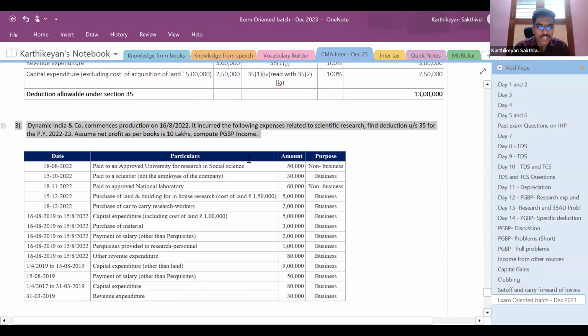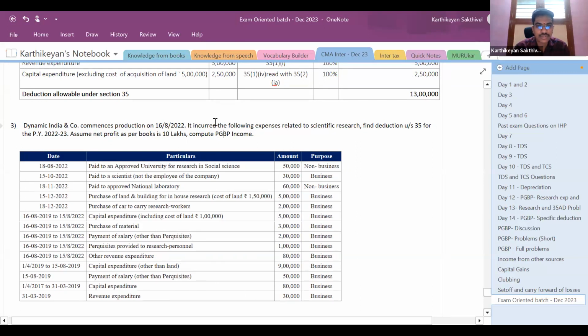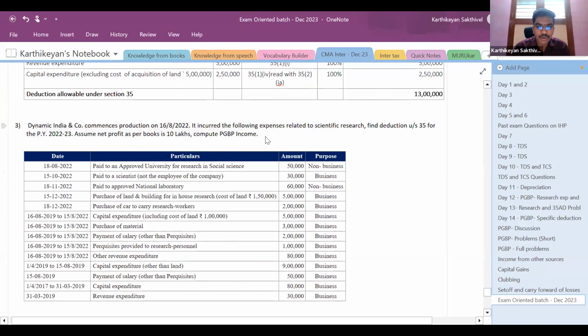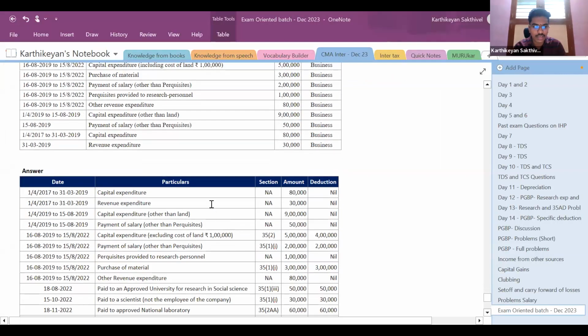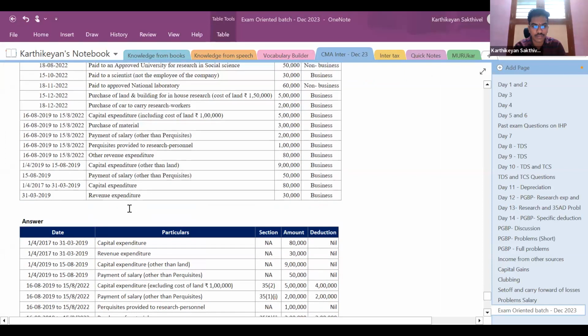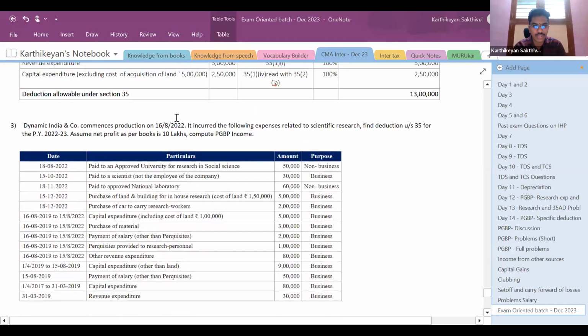Just solve this question quickly. There are two parts to the question. Just remember that and then do it. The first is what will be the deduction. The second is how to compute PGBP income. These are the two aspects, right? As far as this question is concerned, first we need to check what deductions are available and what is not available. Here the business commenced in 2022. So expenditure up to 3 years before is allowed. Whatever expenditure has been incurred before 3 years shall not be allowed.